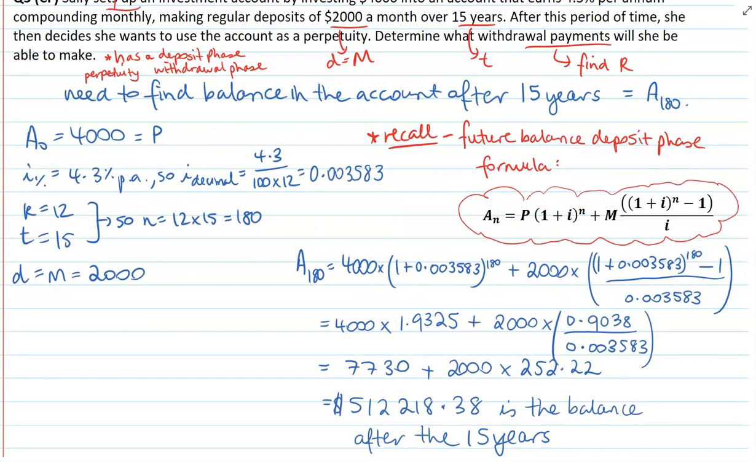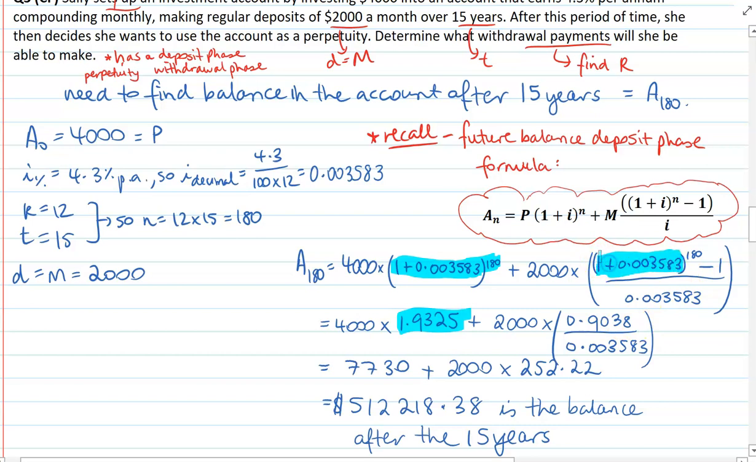Once I substitute all the values in, remember we end up with this fairly complicated calculation to make, and my advice was just do a little bit at a time. So calculate the inner brackets, put it to the power of 180, and you'll end up with 1.9325. You do the same with this big awful looking bracketed expression over here. Then once you evaluate the 1 added to the decimal interest rate, take that to the power of 180 minus 1, you'll end up with 0.9038, which you simply divide by the decimal interest rate, giving you $252.22. Then when you evaluate that whole next line, you should end up with a balance after 15 years of $512,218.38.